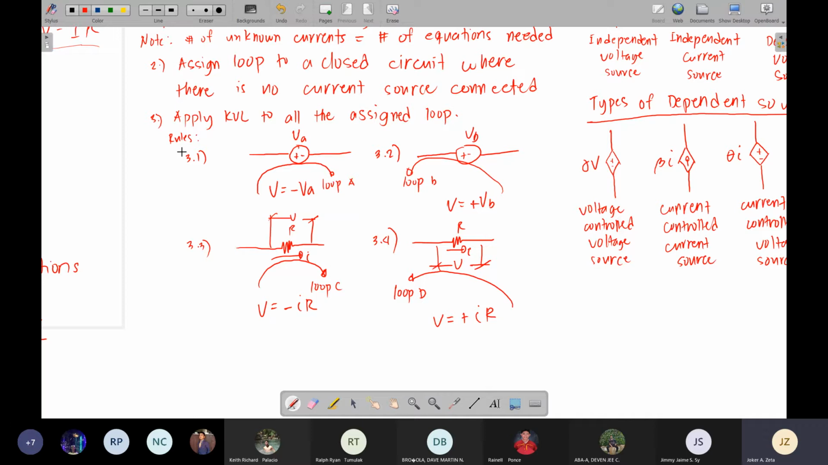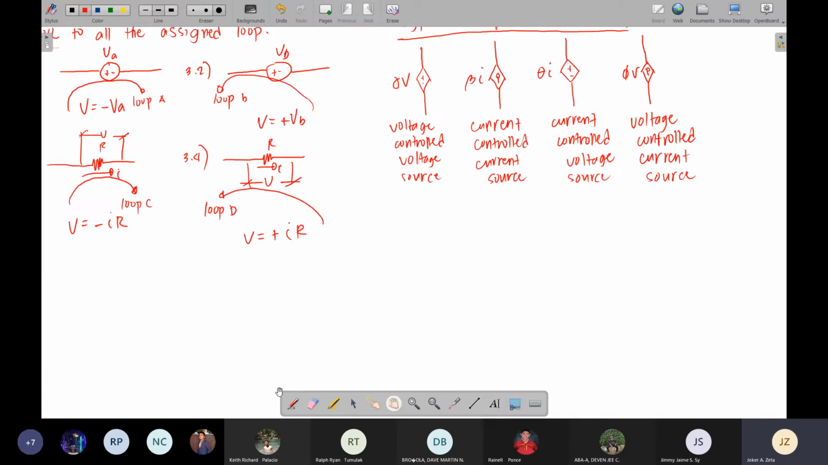Na, ma-relate na siya diha sa part nga mag-apply ka og KVL. Okay? Now, imagine, for example, if my circuit involves a current source. Okay, for example, ina na. Mag-apply ko KVL. Let's say loop A. Take note, KVL needs voltage.